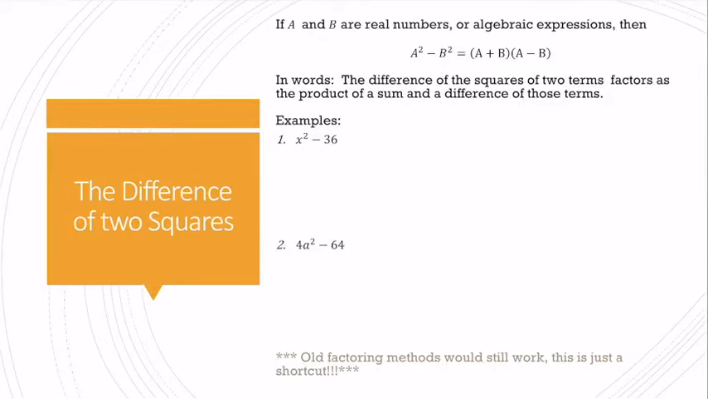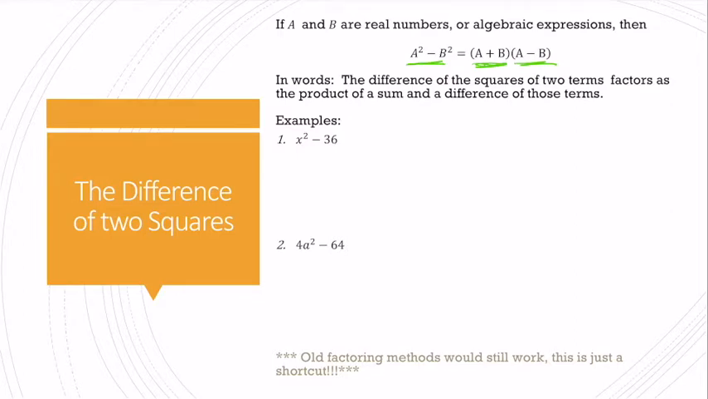So if A and B are real numbers or an algebraic expression, then if I have A squared minus B squared, that would factor into the sum and difference of two perfect squares. So the difference of two squares is going to factor into a sum and a difference of those terms.